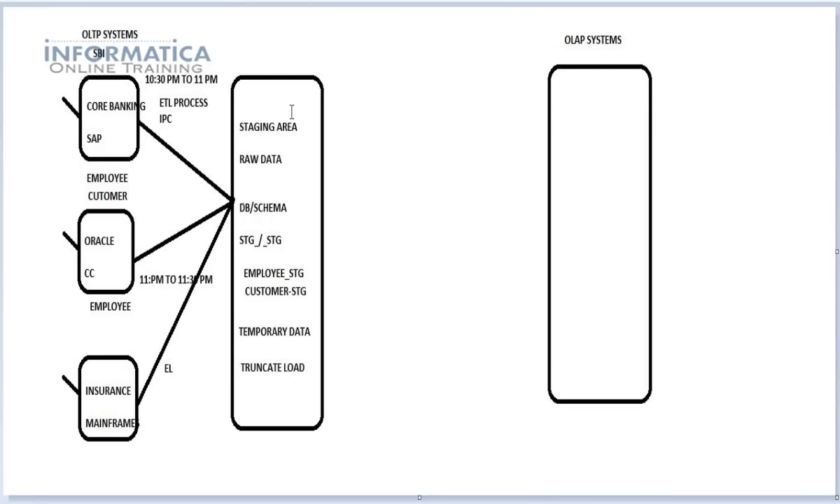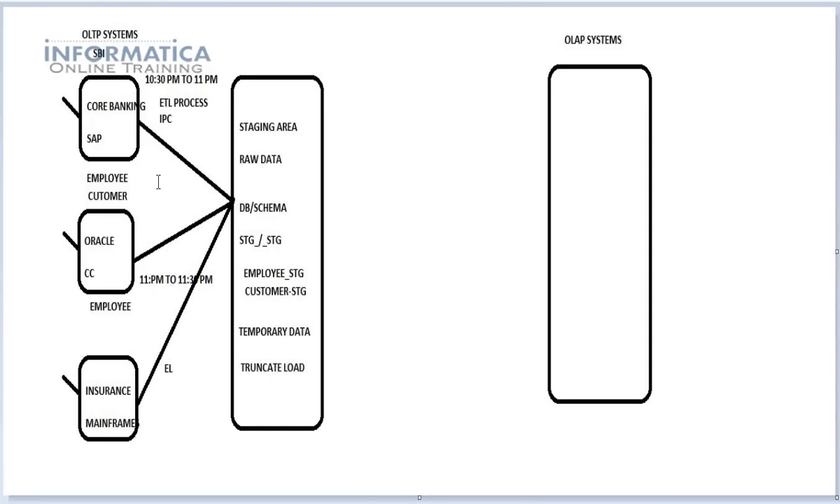So staging area is nothing but a temporary region for loading the data. Only the temporary data will be stored here. So once you have it, you can join the data here. You can apply different transformation logic, and you can load the data into the OLAP system, because the data is present at our end now. Is it clear?